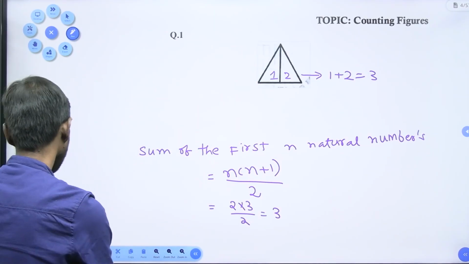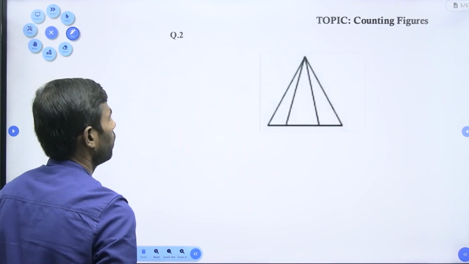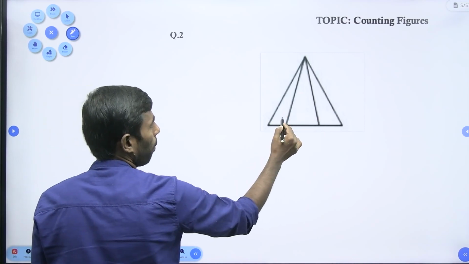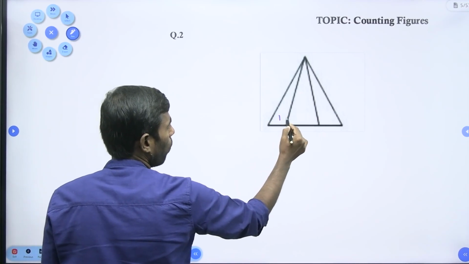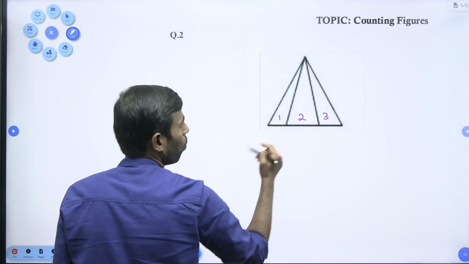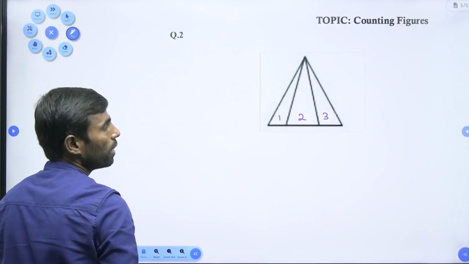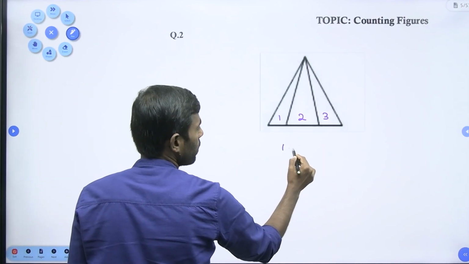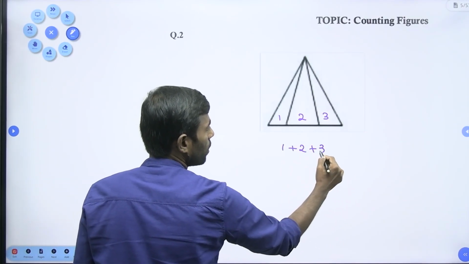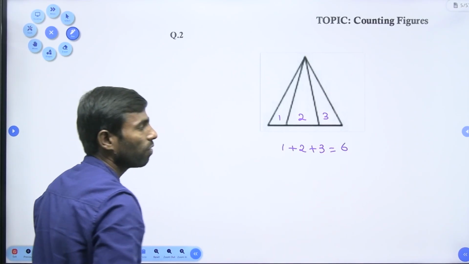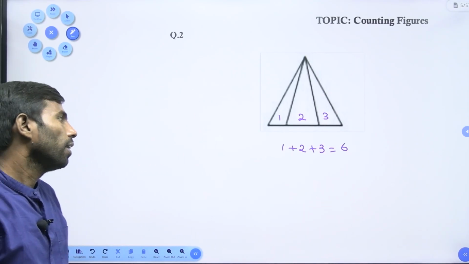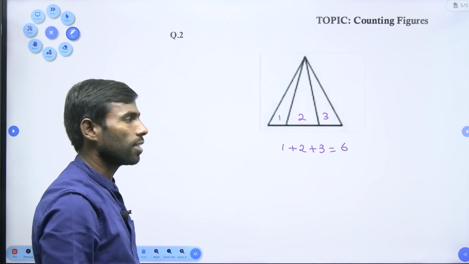Now, we'll see the next question. Give the numbering in the gaps of the basic figure: 1, 2, 3. 1 plus 2 plus 3, which is equal to 6. Number of triangles in the given figure is 6.